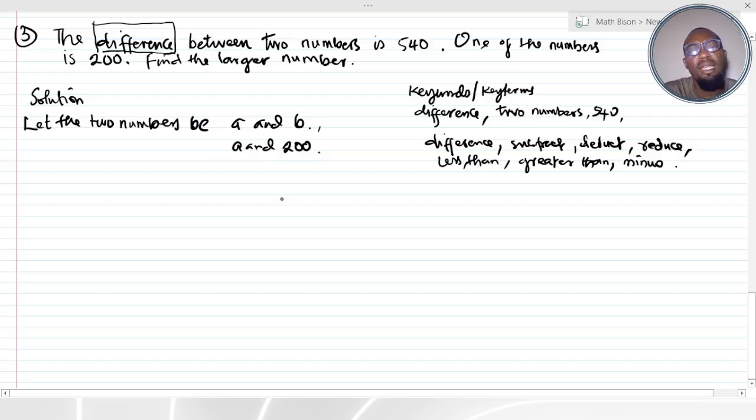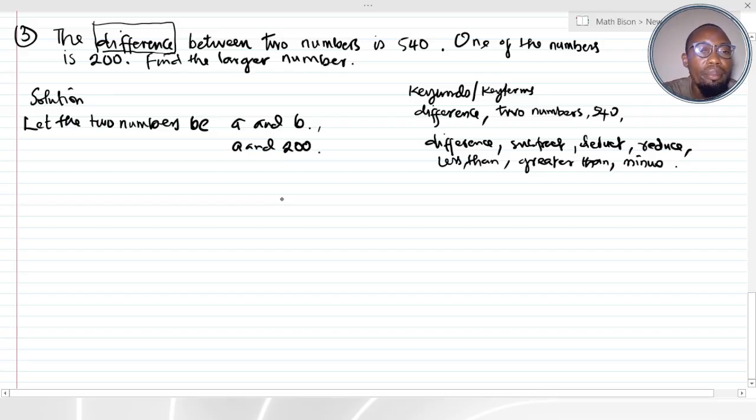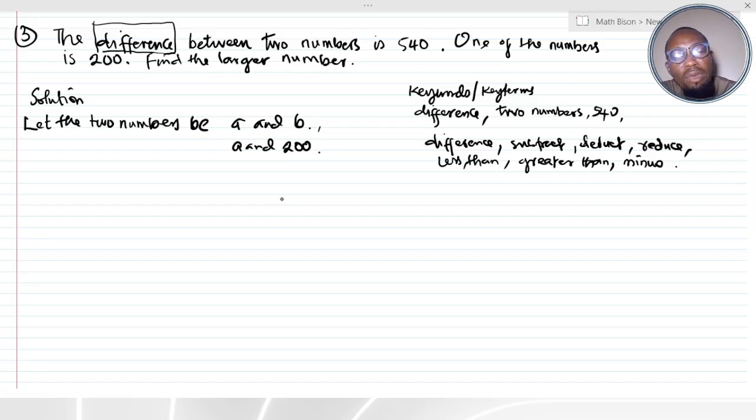But what is not clear is whether A comes before 200 or 200 comes before A, because subtraction is also not commutative. Order is important. Am I going to write it as A minus 200, or 200 minus A, or that number minus A, or that number minus 200? Which way are we going to do? Now, one of the numbers is 200. Find the larger number. We are told that there's a larger number.